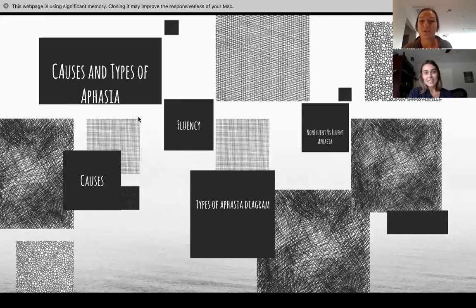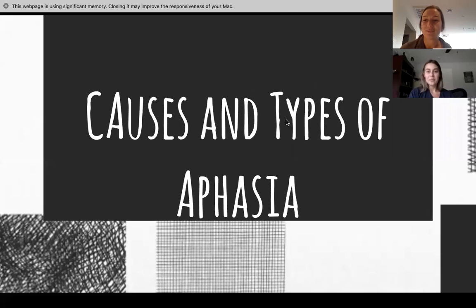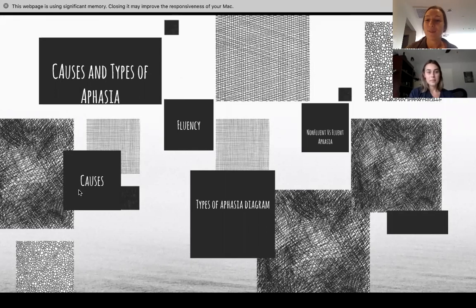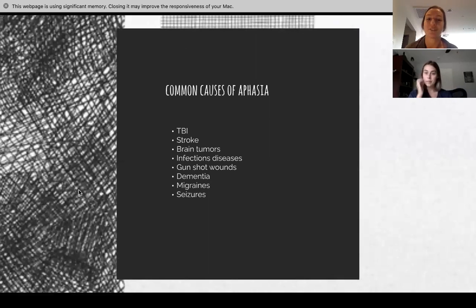Today we're going to review the causes and different types of aphasia. First, we're going to talk about causes. Some of you might know the most common causes of aphasia, which are strokes and traumatic brain injuries. However, there are many additional causes of aphasia, such as infectious diseases, brain tumors, gunshot wounds, dementia, seizures, and migraines.